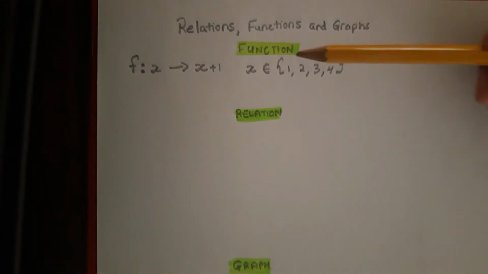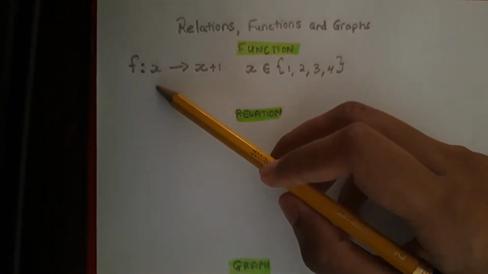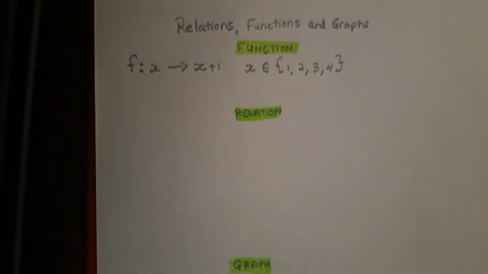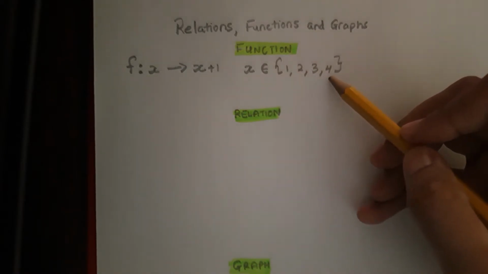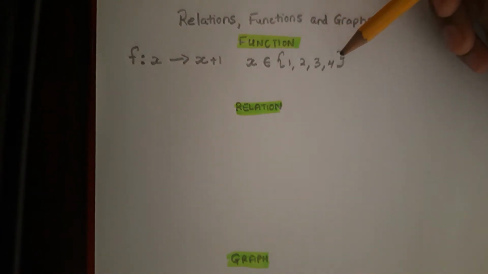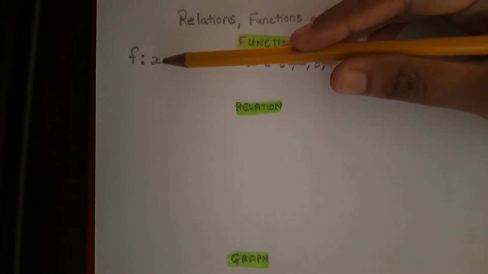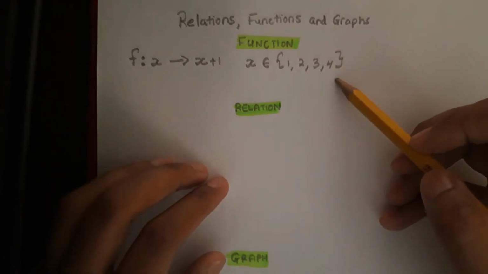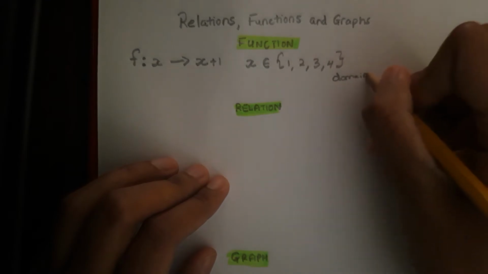We're going to start off first with functions, and here we have a function f of x is equal to x plus 1. And to the side of that, we have x is a member of 1, 2, 3, and 4. So what does this really represent? 1, 2, 3, and 4 can take the value of x. And x is any number that we put into our function. So we refer to these numbers here as the domain. These are the numbers that go into our function.